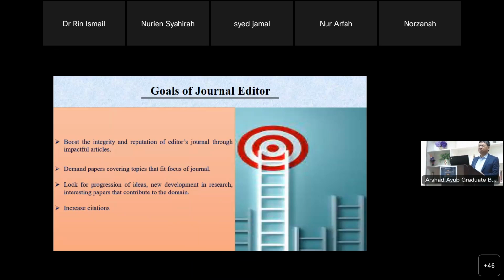Editors look for progression of ideas, new developments, and increased citations for the journal. That is very important. When you are up for reappointment for the next phase, they look at what you have done, whether you have processed papers in a timely fashion, and what happened to your site score or impact factor, and so on.